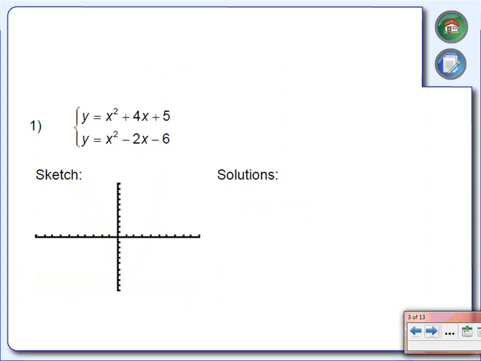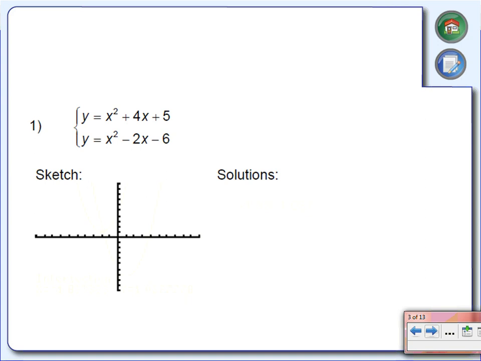Notice the system we're given is y equals x squared plus 4x plus 5, and y equals x squared minus 2x minus 6. We want to know what is the solution or solutions to this system. So the way we're going to find those solutions is by graphing these two equations. So go ahead and go to your calculator for me. Go to y equals, and let's graph both of these on the same graph paper or on the same screen.